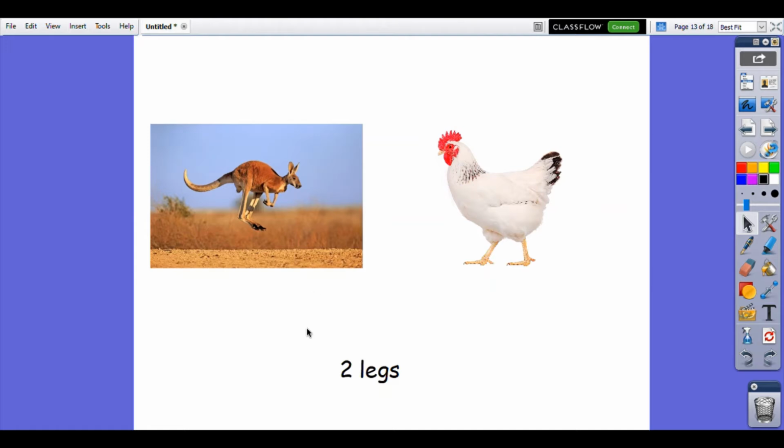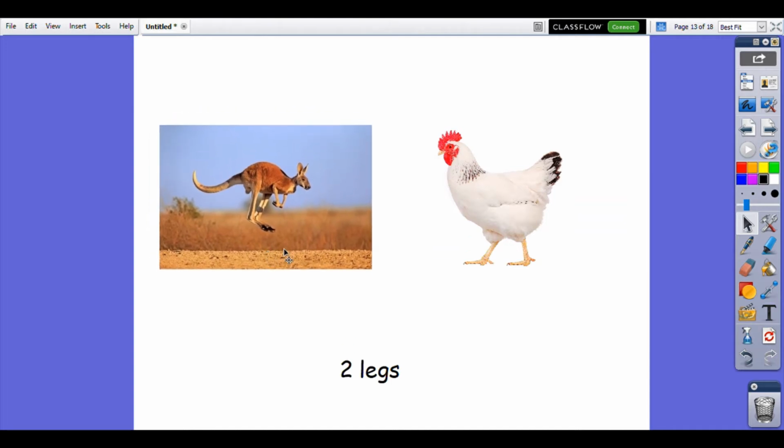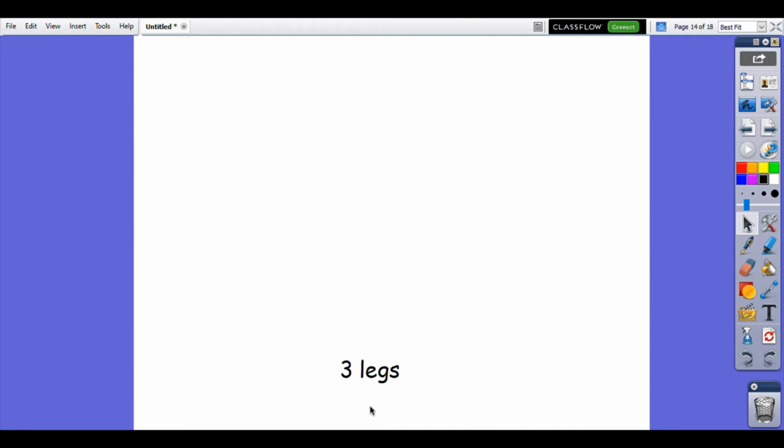Some animals have 2 legs. I've done some examples. There's lots more. Kangaroos have got 2 very springy legs, and chickens and lots of birds have got 2 legs as well, haven't they? Do you know any other animals with 2 legs? Oh, good one. Okay. Oh, 3 legs. Now, there's no pictures here because no animals have got 3 legs, so we don't have to worry about 3-legged animals. So today you will not be using the number 3. Because no animals have got 3 legs.